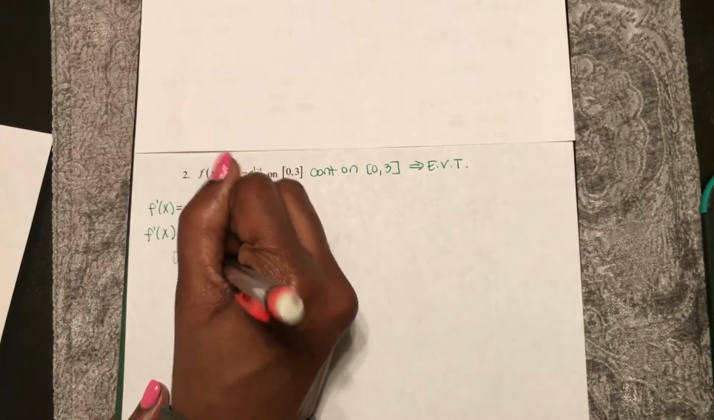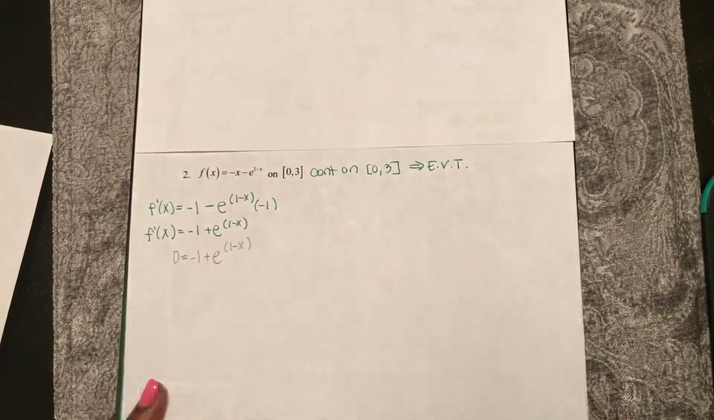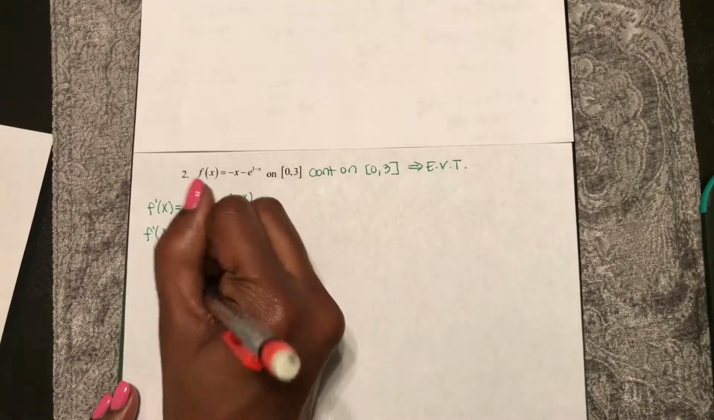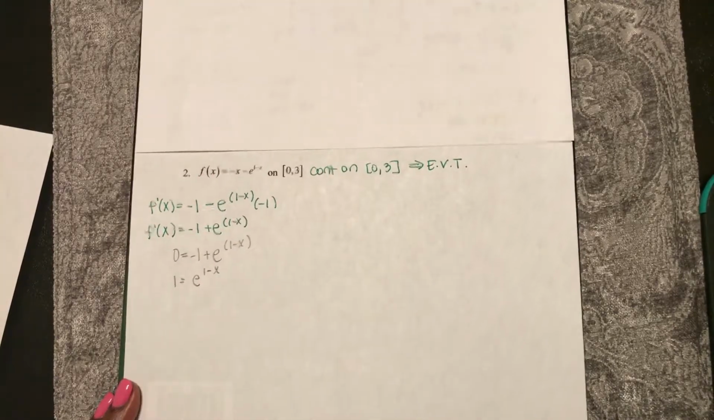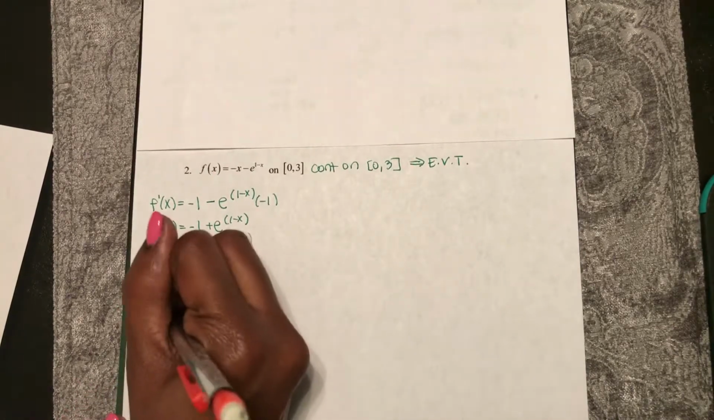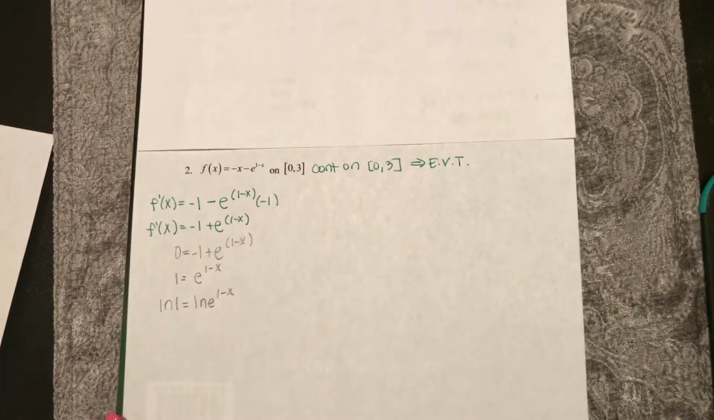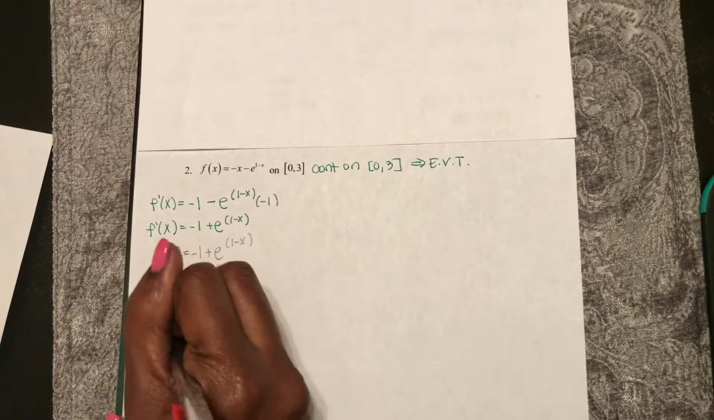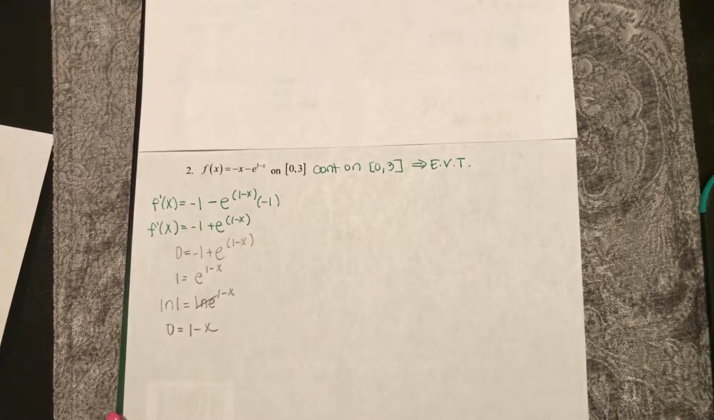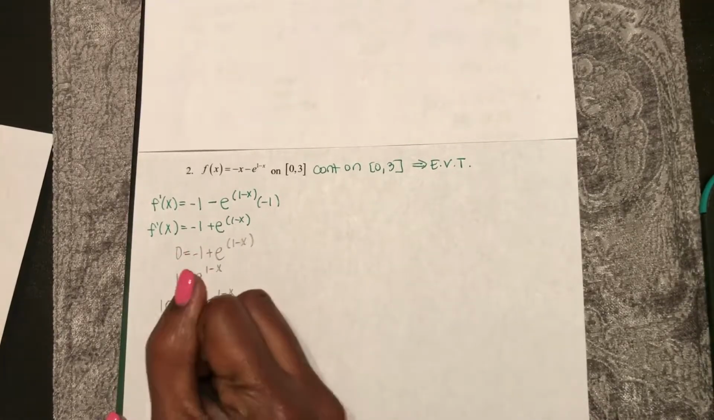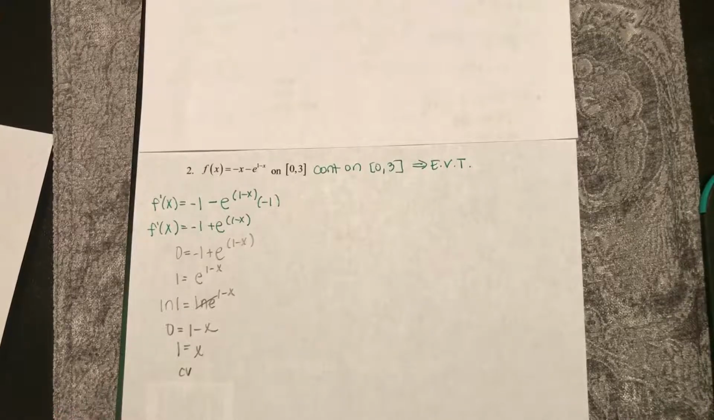0 equals -1 plus e to the 1 minus x. 1 equals e to the 1 minus x. I can take the natural log of both sides. This cancels, and I'm left with 0 equals 1 minus x. So x equals 1 is our critical value.